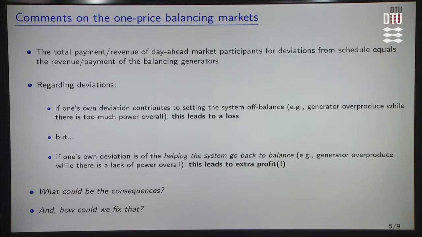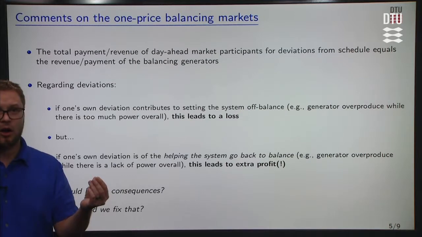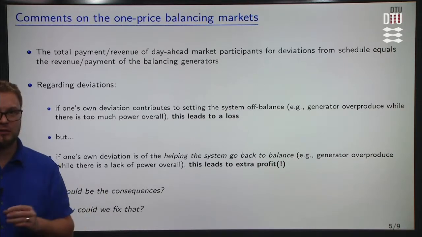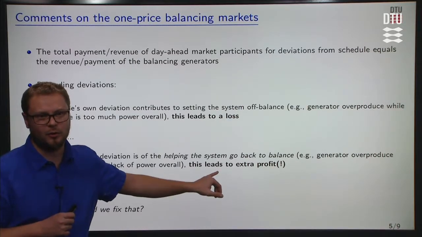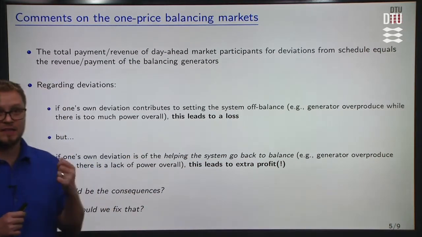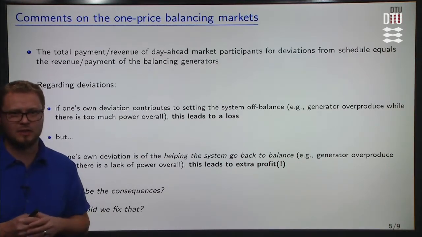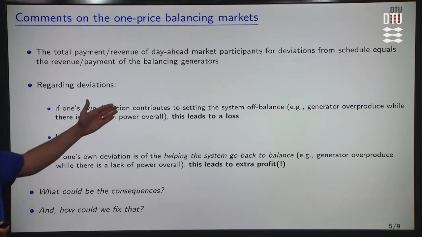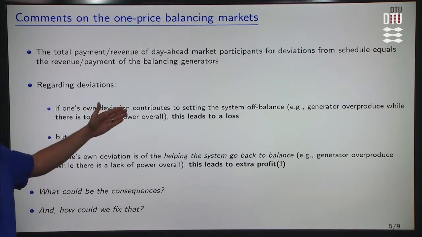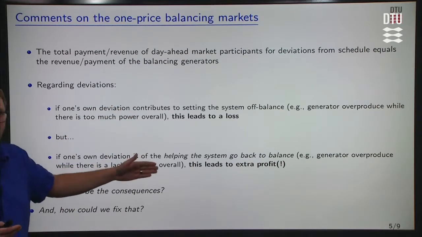Regarding deviation, we have two potential situations. If your own imbalance is of the opposite sign of the system imbalance, then you're actually helping the system, and this will lead to some extra profit, as I showed from the example before. If your own imbalance has the same sign as the overall system imbalance, then you're contributing to the imbalance yourself, and then this will lead to a loss. So we have this case that when you enter the balancing market, depending on the sign of your imbalance versus the sign of the overall imbalance, you may actually have a loss or a gain.